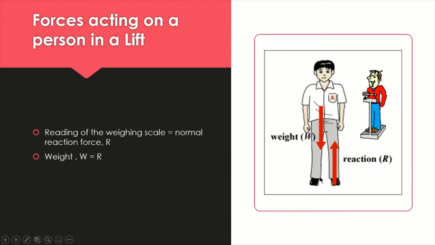Okay, so when we stand on the floor, our weight is acting downwards and the normal reaction force is acting upwards. So it's a reaction force of our weight. So this normal reaction force is the reading of the weighing scale.